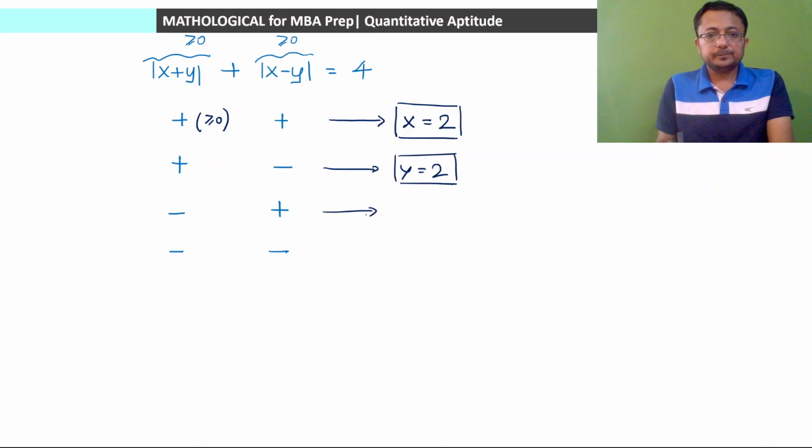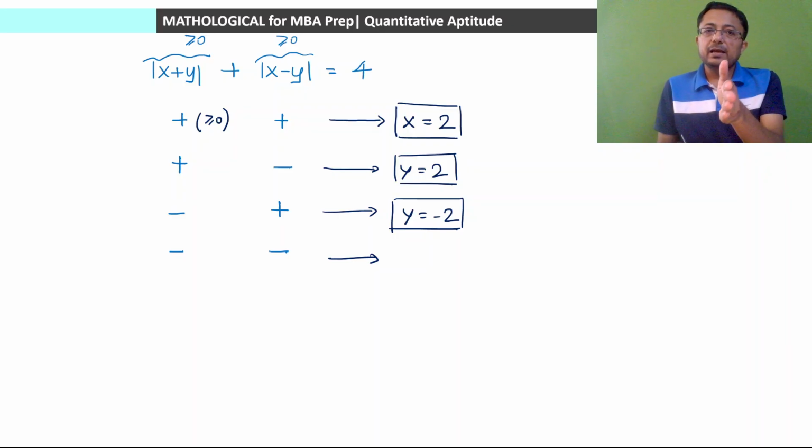Third case, x plus y opens with a negative sign, x minus y opens with a positive sign. So minus x minus y plus x minus y, x cancelled out. So this becomes minus y, and minus 2y is equal to 4, so y is equal to minus 2. And last case, when both are opening with a negative sign, so minus x minus y, minus x plus y, y is getting cancelled out, minus 2x is equal to 4, so x is equal to minus 2.